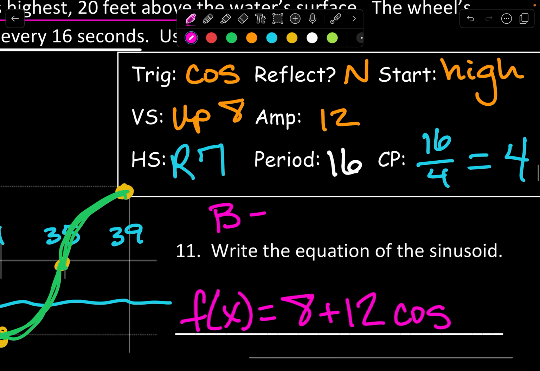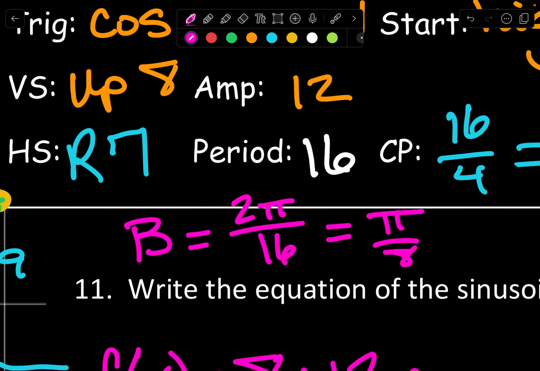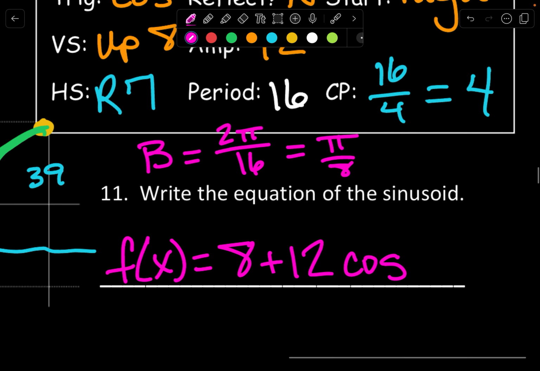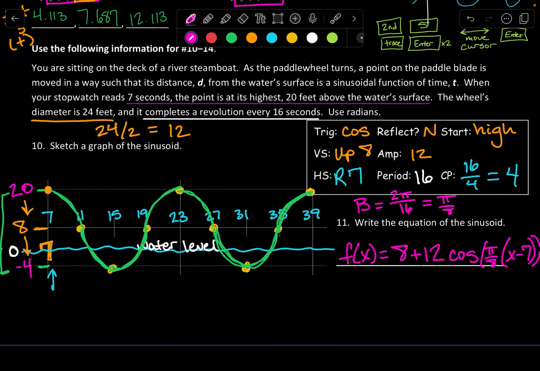B equals, this is in radians, B equals 2 pi over the period, which is 16, which is pi over 8. So my b value is pi over 8. So I'm going to come over here, pi over 8. It's in radians, so I'm going to use x. I move to the right 7, so I'm going to subtract 7. And I think I can just fit it on there. Perfect. There is my equation for this sinusoidal function.